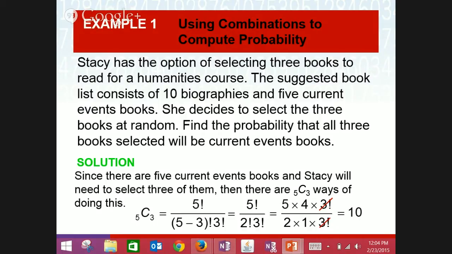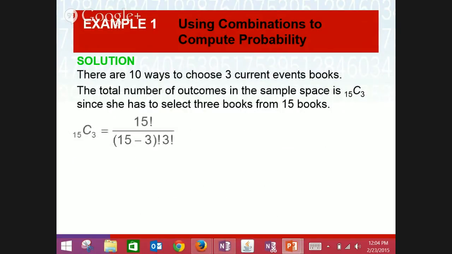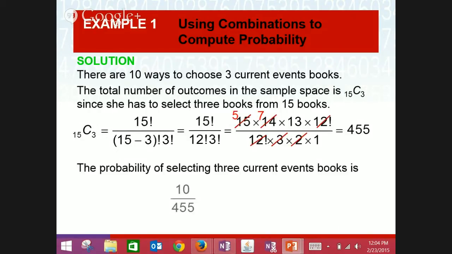So there's 10 ways to pick 3 books from 5. Then we had to say how many different ways there were to pick 3 books from 15, since there were 15 total books. And we got 455. So then for the probability step, we took the number of ways to get 3 from current events divided by the total number of ways to get 3 from 15. You guys see that? You guys remember doing that?